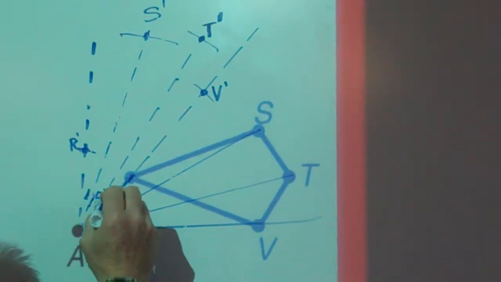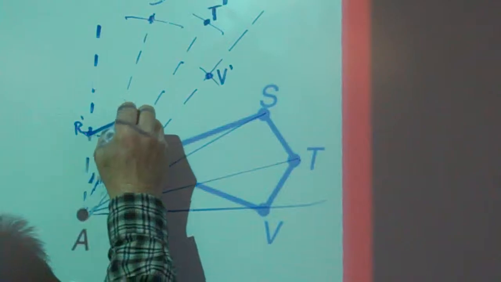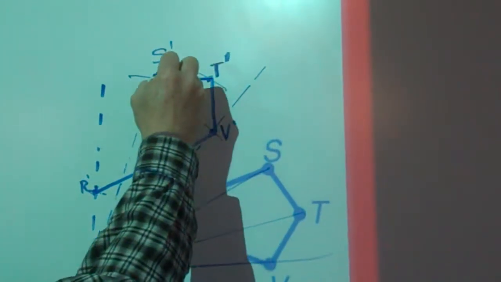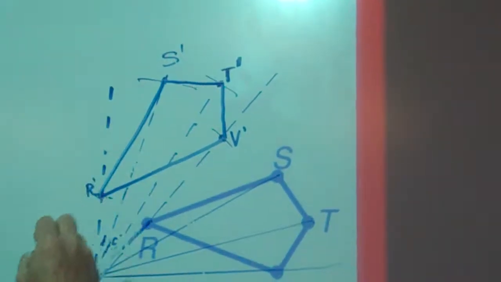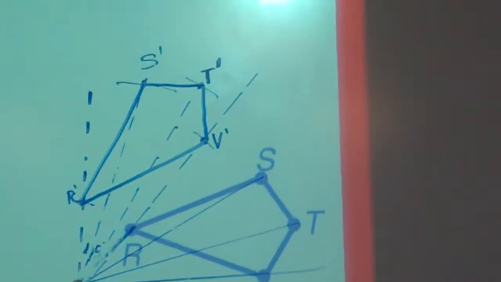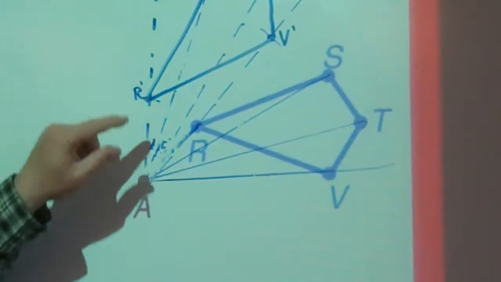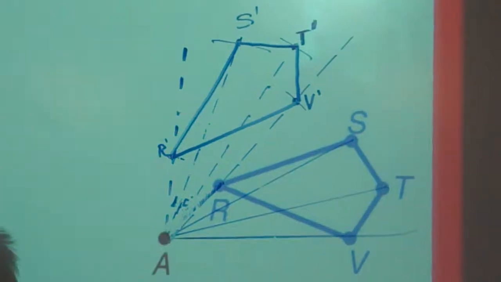Connect them all. V to R, S, T. Now it should look like the original was rotated, or spun around A 45 degrees.